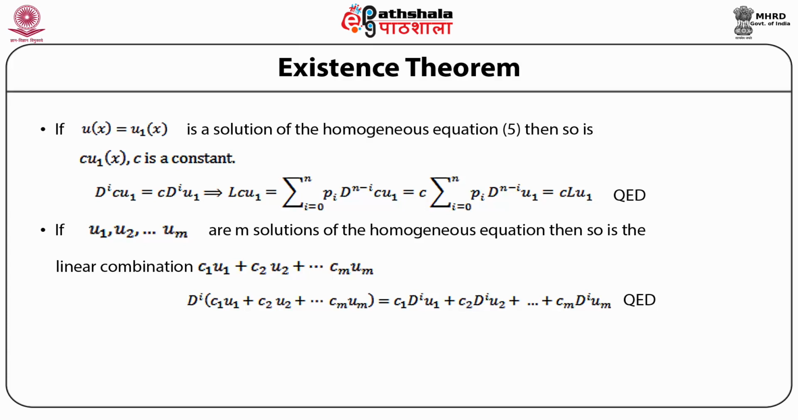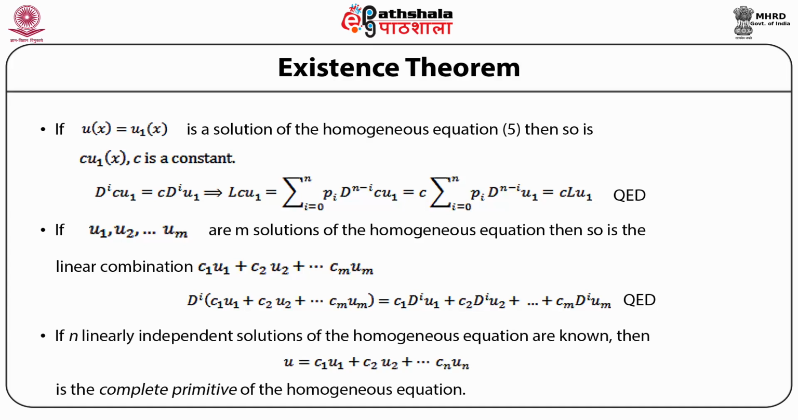equal to c1 times Lu1 plus c2 times Lu2 plus so on till cm times Lum, which equals 0. This follows from the linearity of L.